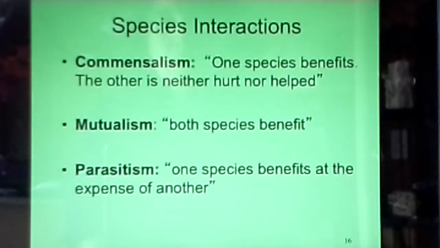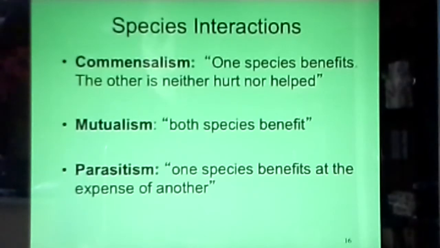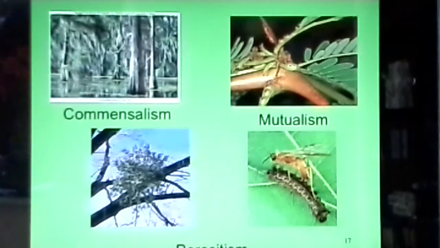Another type of species interaction is called symbiosis. Symbiosis is a semi-permanent or permanent relationship between two species. The first is commensalism. In commensalism, one organism is helped and the other is neither hurt nor helped. It's just kind of neutral.